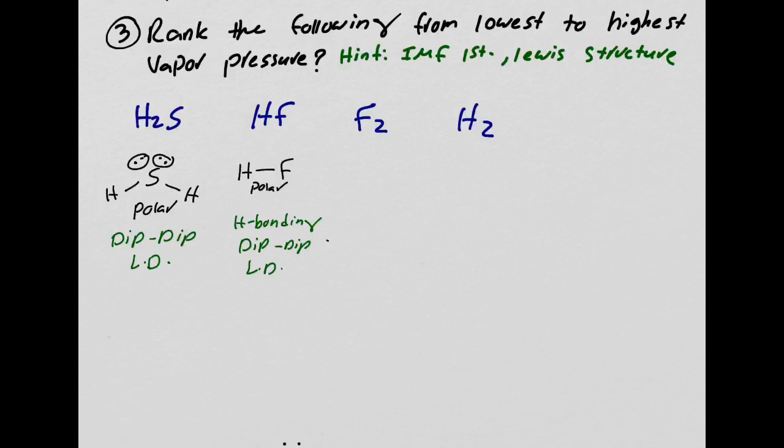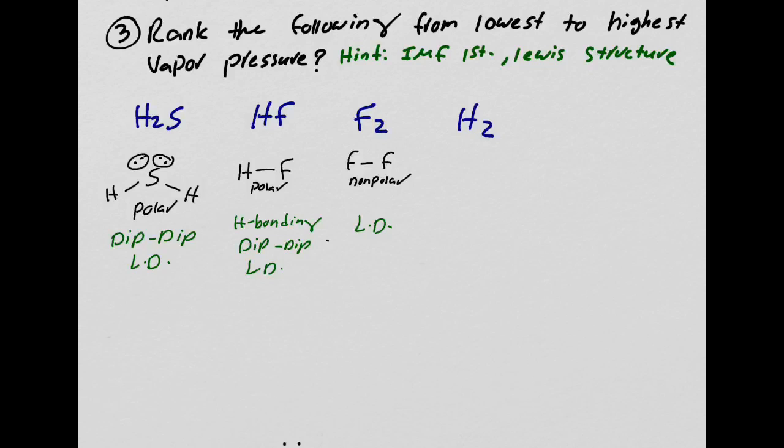Okay. Now, F2. I want to draw F2 out. Is it ionic? No. Hydrogen bonding? There's no H. Is it polar or non-polar? It's two non-metals together, and it is non-polar. So if you're non-polar, the only thing you have is London dispersion.